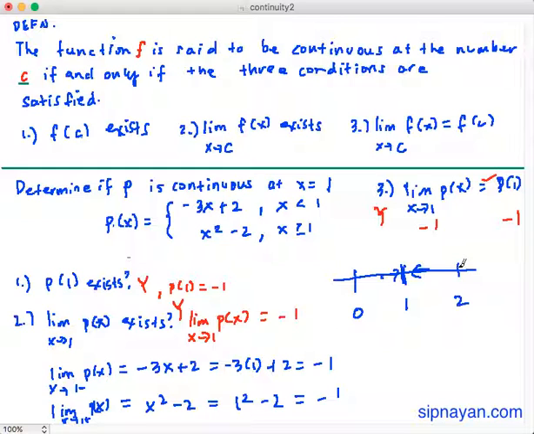Okay, so I hope maliwanag yung ating explanation, no? Ano ba yung ibig sabihin ng continuous and discontinuous function. Siguro meron pa tayong isang example pa and then we try to proceed to another topic.